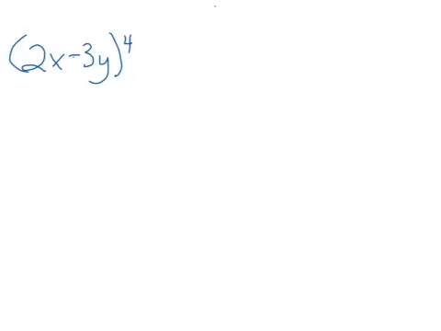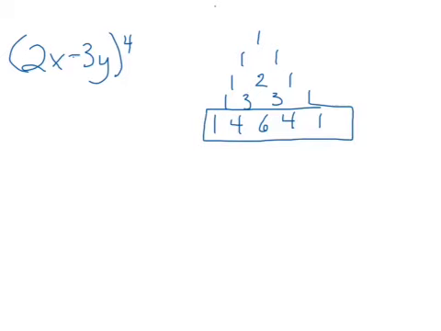Okay, so if we want to use the binomial theorem to work out this problem, 2x minus 3y raised to the fourth power, we need to look at Pascal's triangle. We need to pick out which row we're going to use of Pascal's triangle, and because we have it raised to the fourth power, we're going to pick out the fifth row. The fifth row is 1, 4, 6, 4, 1, and so that is what is going to become the coefficients when we set up our problem.